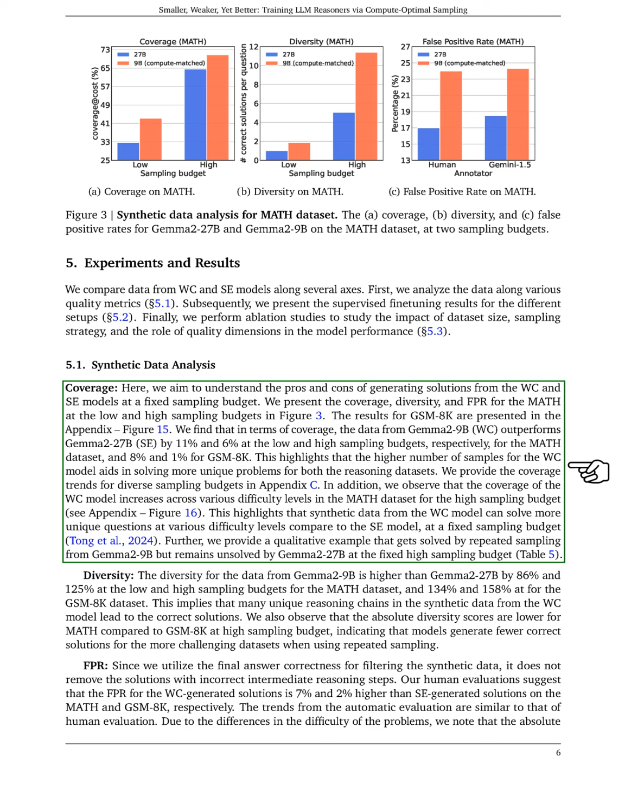We observe that self-generated data improves upon knowledge distillation from a stronger model, achieving relative gains of 3.8% and 2% at low and high budgets for MATH, and 1.5% at low budget for GSM-8K. However, we find that the WC model fine-tuned with WC data matches the SE data for GSM-8K at high budgets, likely due to the lower difficulty of the GSM-8K dataset.